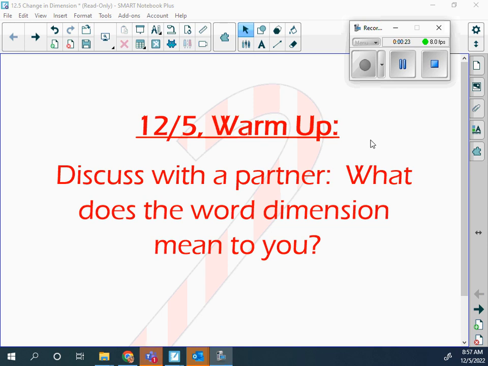Yeah, it could mean that it's not flat. It depends on how many dimensions we're talking. If we said two dimensions, then that would mean what? That it's flat. If we said it's three dimensions, then what? It's got length and width and height or depth. Okay? So that's what the word dimension means.